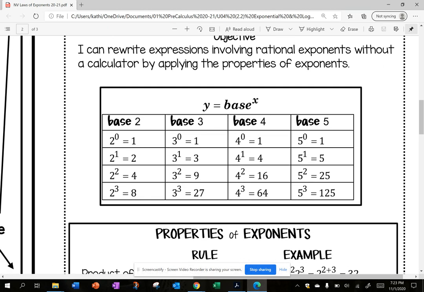So my basic equation is y equals any base to the power x, and I should know at least the first four for base 2, base 3, base 4, and base 5 very easily. When I'm working through my assignments, I make a small chart with these so I can see them while I'm simplifying. That kind of makes my life easier.